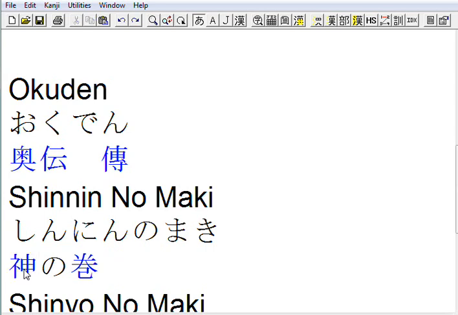Okay, and the nin part looks like that. That is the character for man. So literally means God, man, scroll. Okay, the scroll of the God, man. Now, before you say, well, gee, that's sacrilegious or anything like that, what this really means is man attaining that which is above.